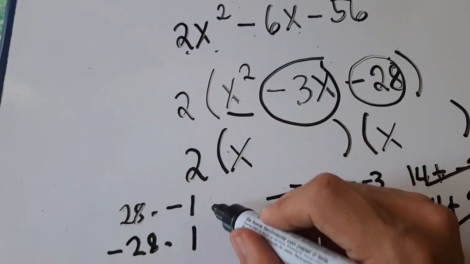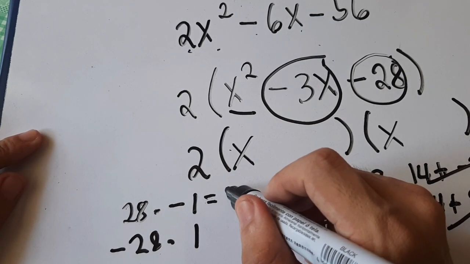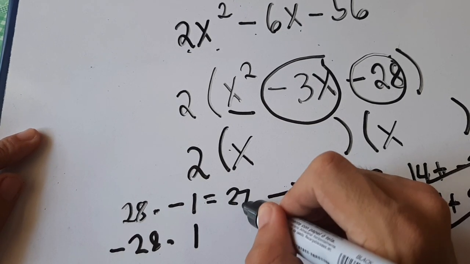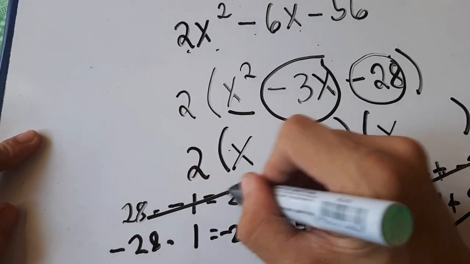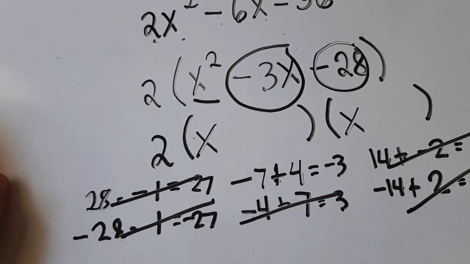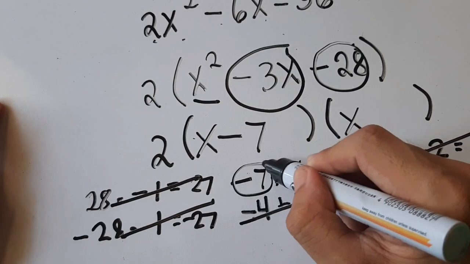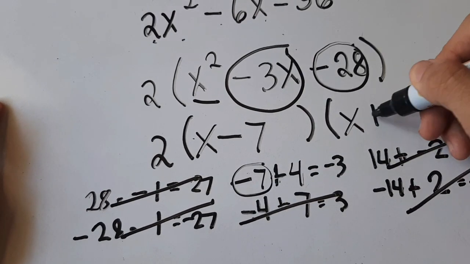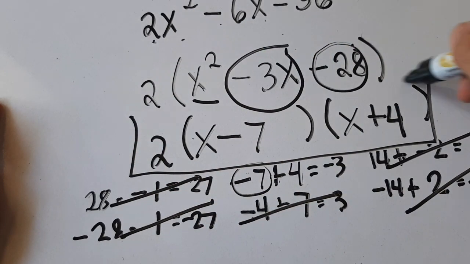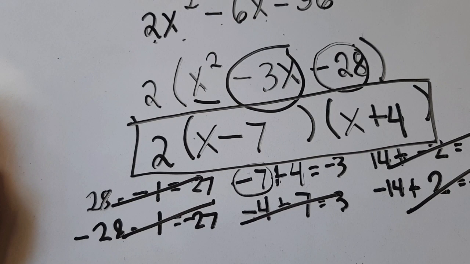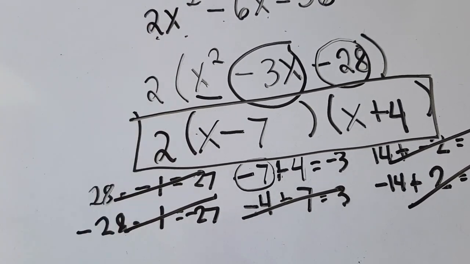Next, we have 28 minus 1 or 28 plus negative 1, the answer is 27. We have negative 28 plus 1, the answer is negative 27. So, hindi na sila parehas pwede. So, we have x minus 7, ito kasi dahil kay negative 7, and then we have x plus 4. Meaning to say, this will be the factor of 2x squared minus 6x minus 56.